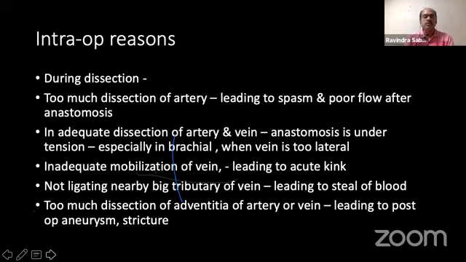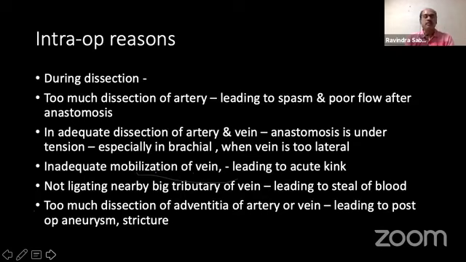Especially if you are doing a brachial artery, brachial AV fistula, and if the vein is too lateral, and if you don't dissect it properly, then there can be a very acute kink. It can be a right angle course of the cephalic vein, and that can cause the problem. Inadequate mobilization of the vein leading to an acute kink is a very important factor, which can happen in the radial artery as well as in the higher artery or at any other site.